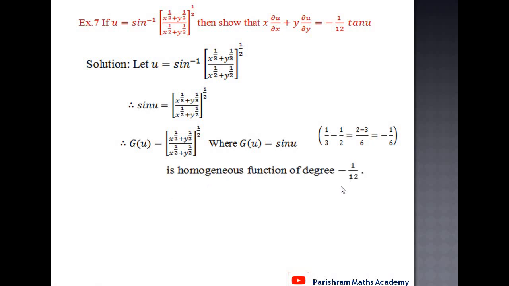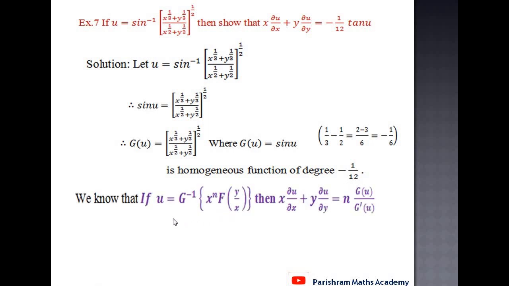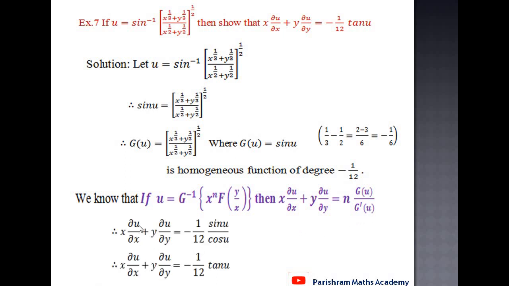And therefore we know that if u equal to g inverse of x raised to n into f of y upon x, then x into ∂u/∂x plus y into ∂u/∂y equal to n into g of u upon g dash of u. And therefore here x into ∂u/∂x plus y into ∂u/∂y equal to, here degree is nothing but minus 1 upon 12, into g of u, nothing but sine of u, upon g dash of u.